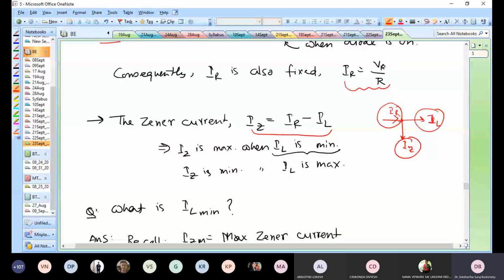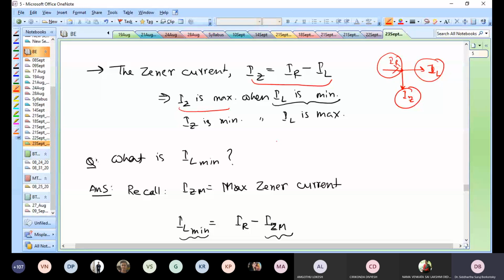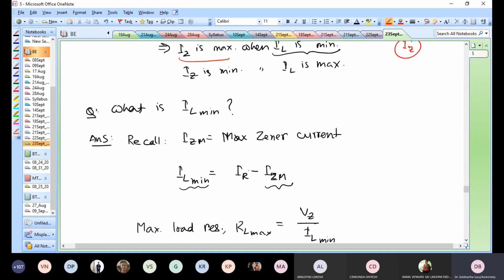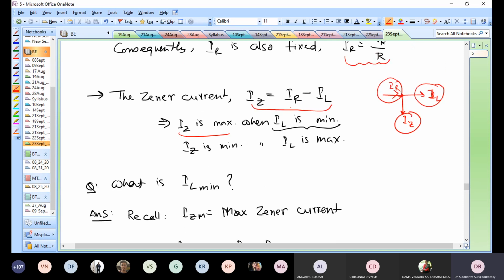So when is IZ maximum? IZ will be maximum when IL is minimum. IZ is minimum when IL is maximum. So from there, I know what the maximum and minimum Zener current are. But now, what is the minimum load current? How do I find the minimum load current? The minimum load current is just the current that you get from this condition.